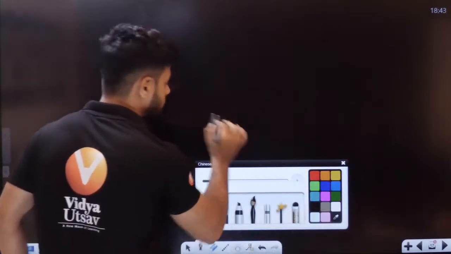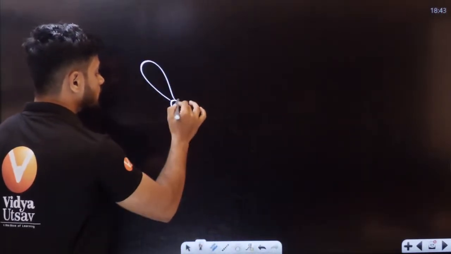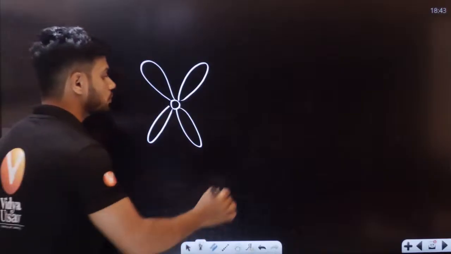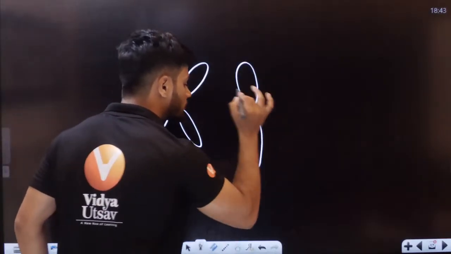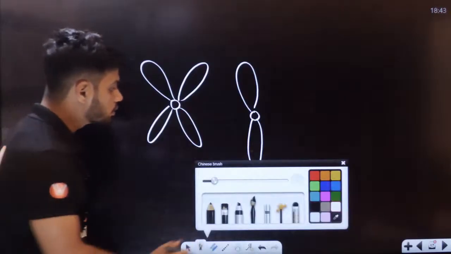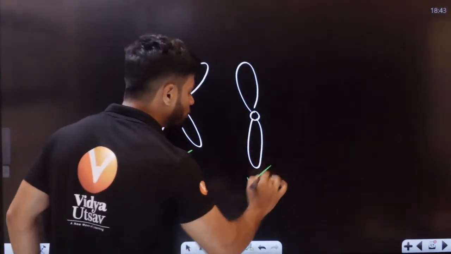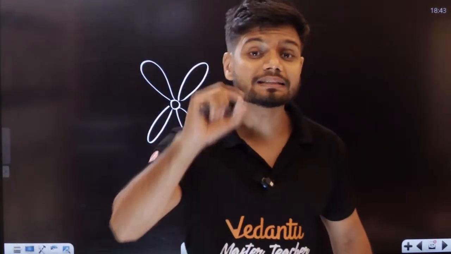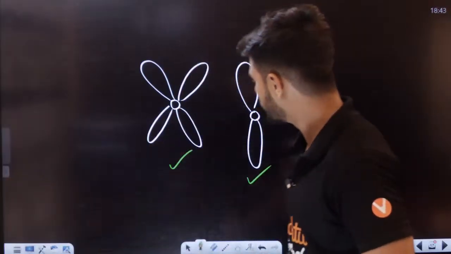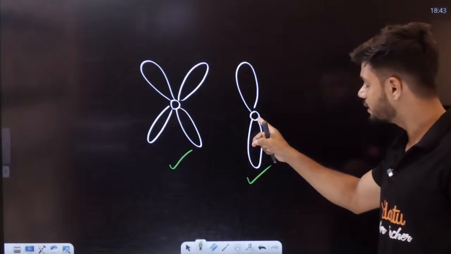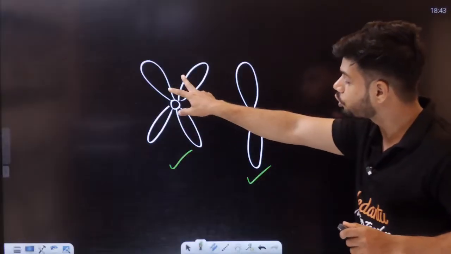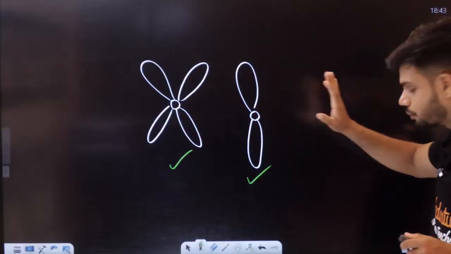Now I want all of you to tell me, students, is this a chromosome? Yes. Is this a chromosome? Yes. So technically speaking, both are chromosomes right now. How do you identify, students? You can easily identify that by looking at the centromere. One centromere, one chromosome. But technically speaking right now, this one chromosome has two chromatids, and this one chromosome has a single chromatid here.